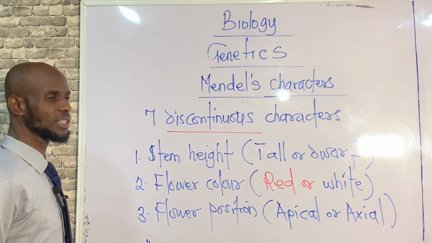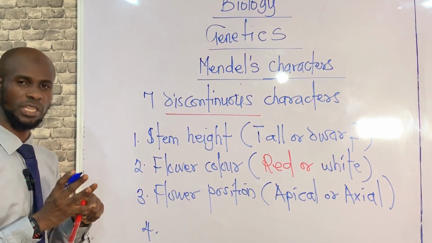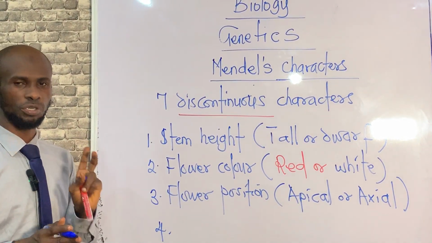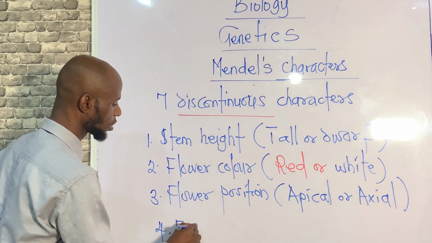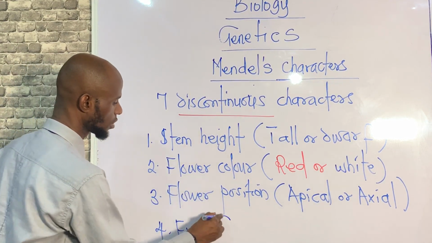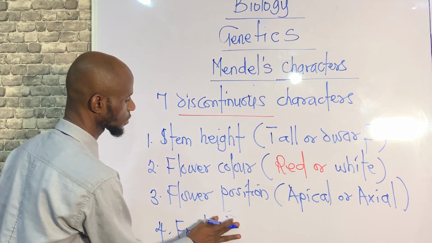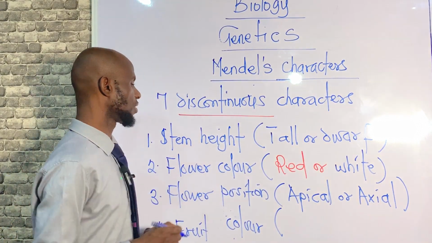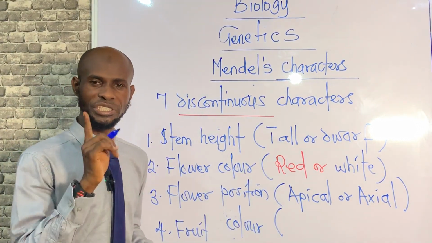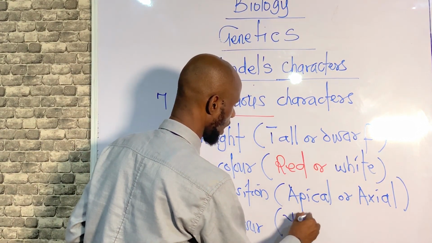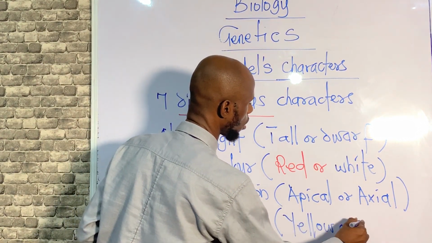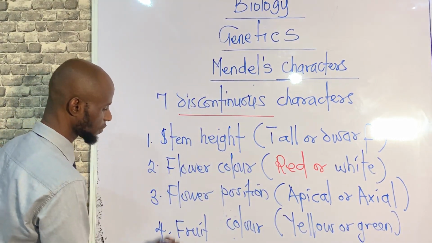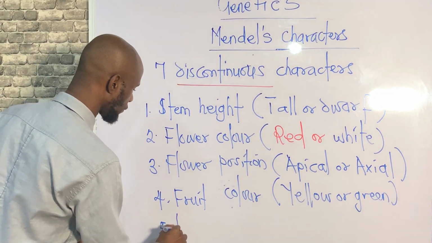Number 4 now. Let's go by the fruit. I told you I'm using the flower, the fruit, and the seed. And the fruit itself is going to take 2 features. So we have the fruit color as usual, because we have the flower color. And the fruit color could either be yellow or green. We have the yellow or green.